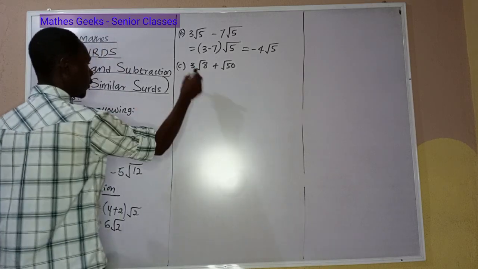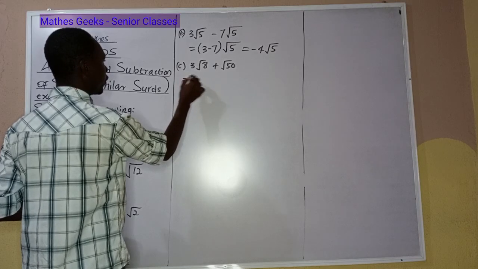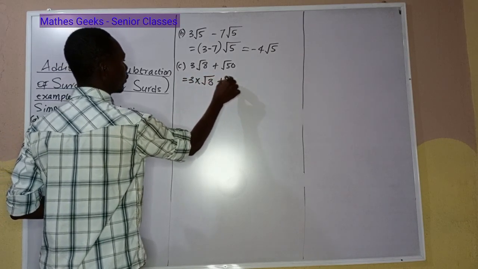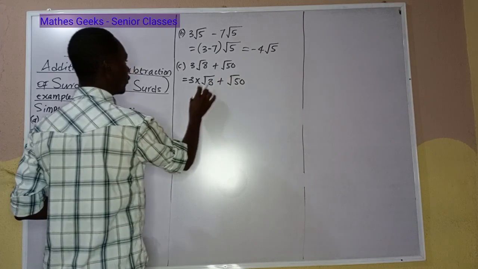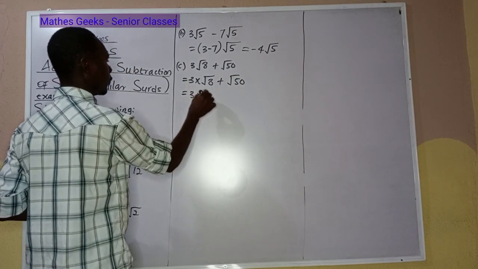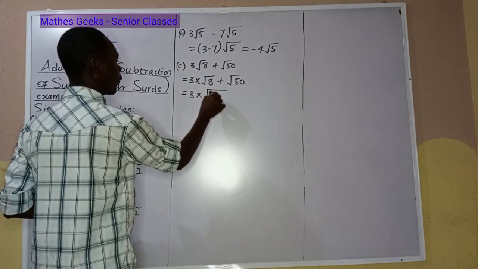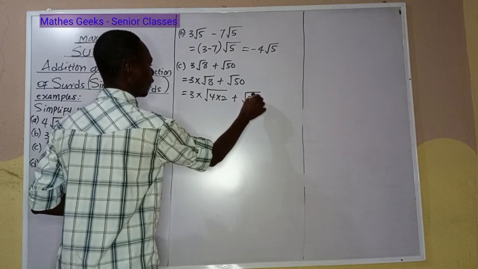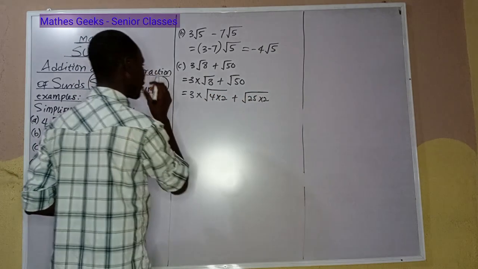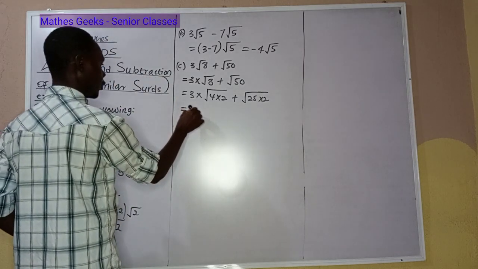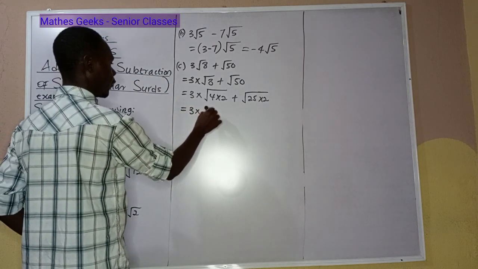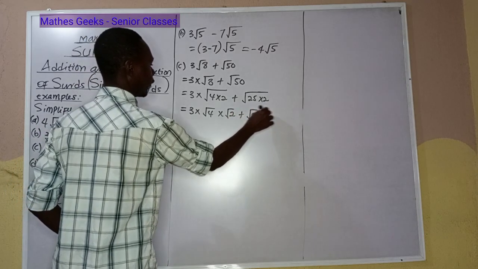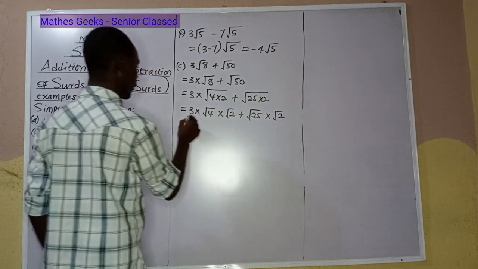So let's simplify further. This will give us equal to 3 times root 8 plus root 50. So let's go to 3 times root 4 times 2 plus root 25 times 2. Okay, so this will give us 3 times root 4 times root 2 plus root 25 times root 2.